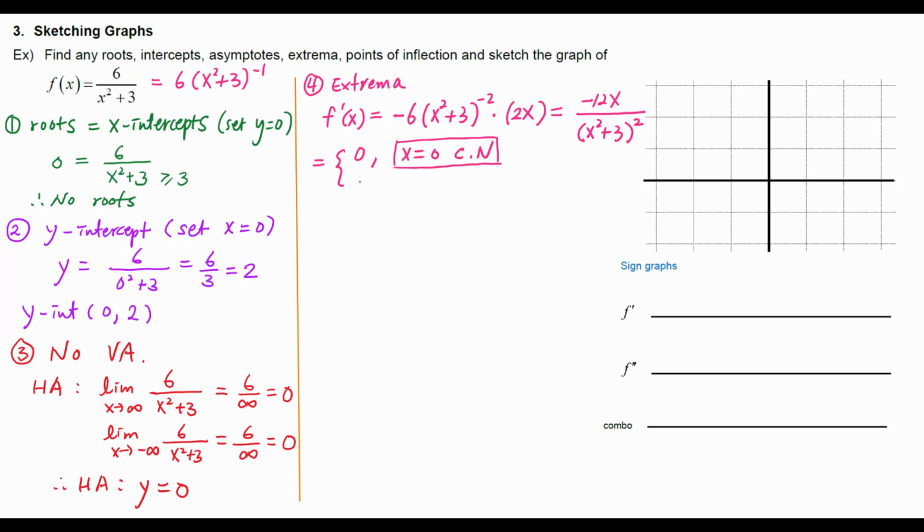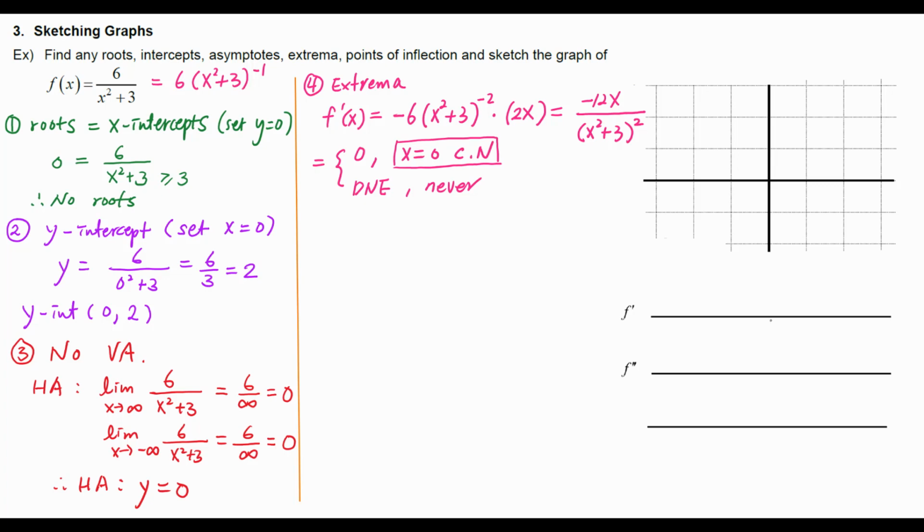And when my f prime does not exist, well, look at your f prime. My denominator is always defined. No matter what x you plug in, this is always defined. So my f prime always exists, and this never happens. So you only have one critical number.